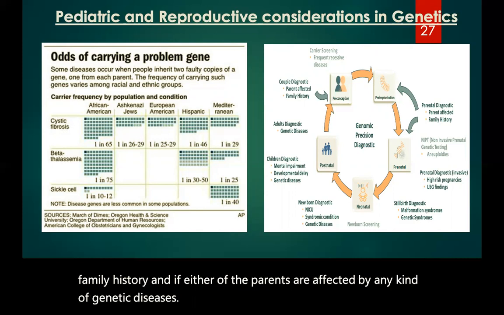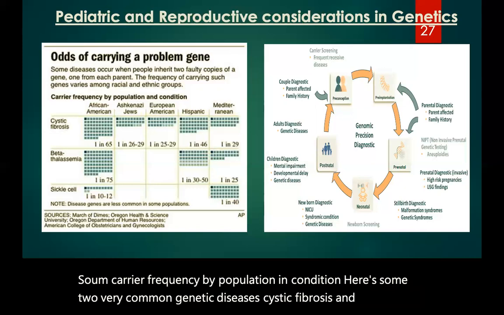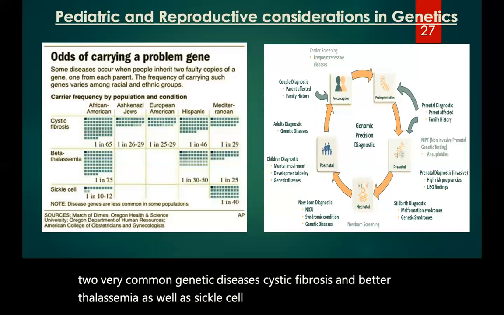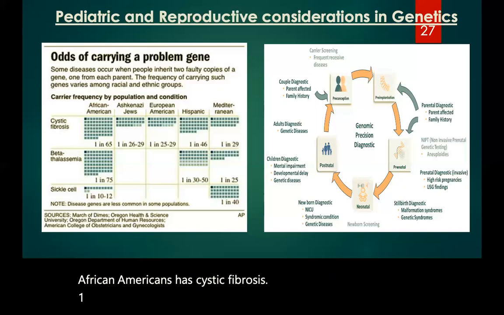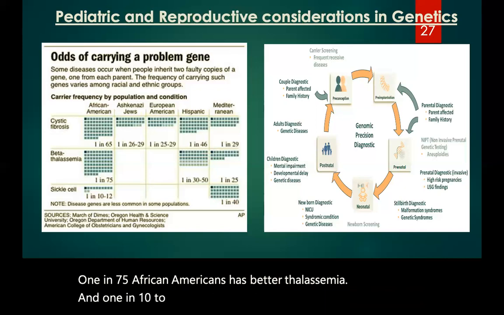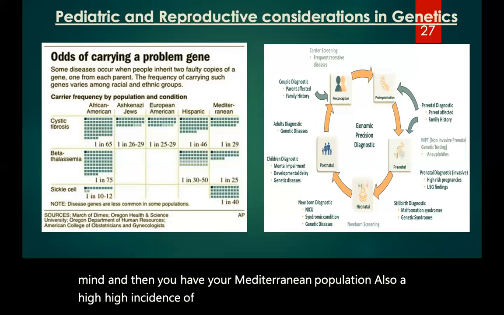So carrier frequency by population and condition. Here are three very common genetic diseases: cystic fibrosis, beta thalassemia, as well as sickle cell. 1 in 65 African Americans has cystic fibrosis. 1 in 75 African Americans has beta thalassemia. And 1 in 10 to 12 African Americans has sickle cell. So keep in mind, you also have your Mediterranean population, which also has a high incidence of all three of those particular genetic issues.